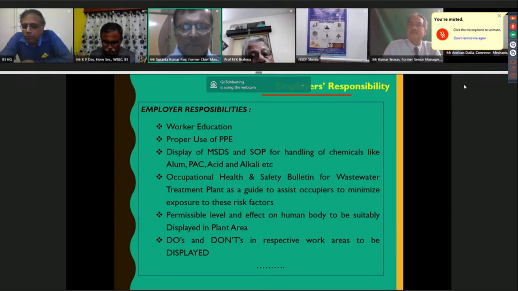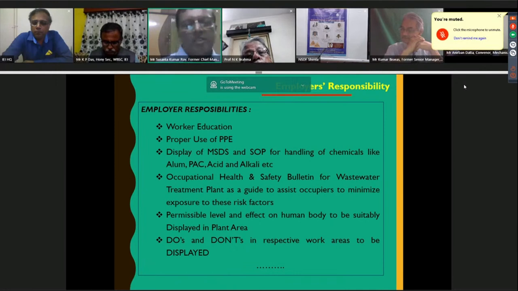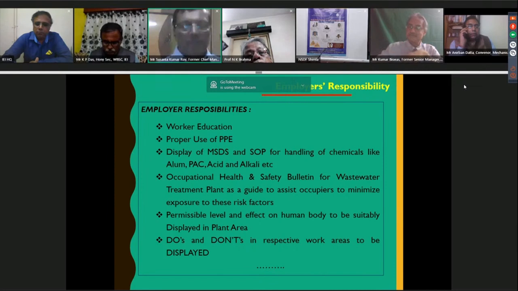especially for handling chemicals and other polyacrylic, hydrocarbon and alkalis, etc. Those hazardous materials. Occupational health safety bulletin. We should have a special bulletin for wastewater treatment plant areas. Okay, operation. Then permissible level. They should be made aware of the permissible level and all.